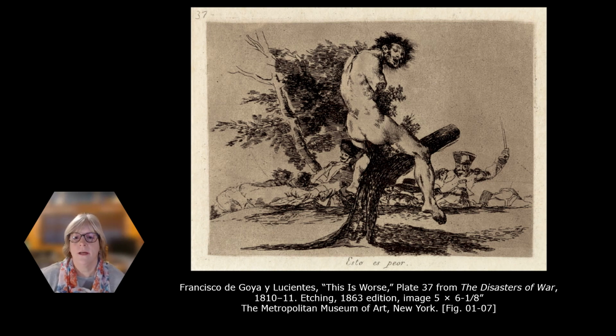Here we see another etching. This one is by Goya, titled This is Worse, Plate 37 from the Disasters of War. Goya was a Romantic history artist who created portraits of the Spanish royal family and also bleak visions of fantastical, monstrous, depraved humans. This particular cycle of prints, The Disasters of War, shows Spain's uprising against Napoleon's army. Goya's medium and expressivity make his Disasters of War emblematic of Romanticism.